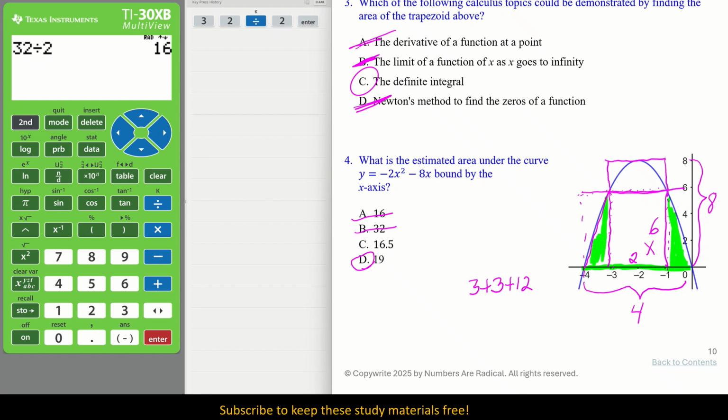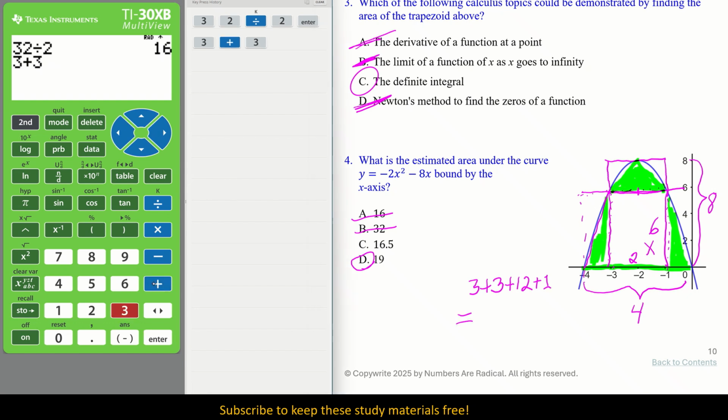Now in this little zone, I could create a triangle here. Well, how do I get that little piece of an area? Well, that is 2 times 1. 2 times 1 is 2. Divide that by 2. Well, add another 1 onto that. Now let's add all that up and see what I get. 3 plus 3 plus the 12 plus 1 more, that's 19. So that is a great estimate.